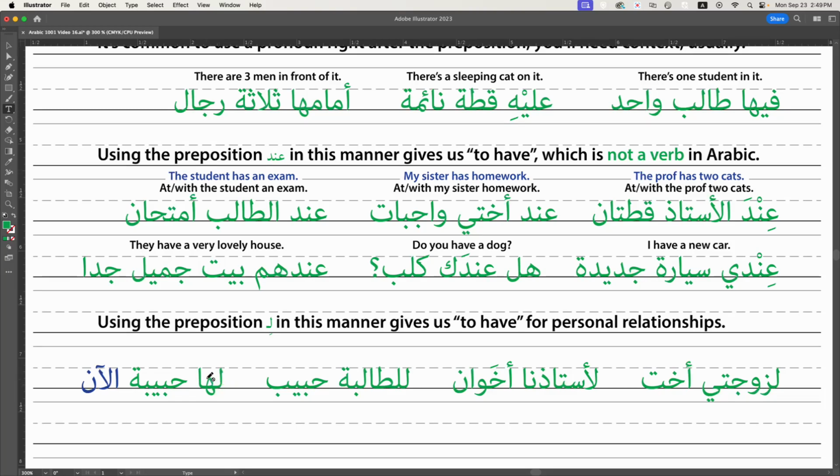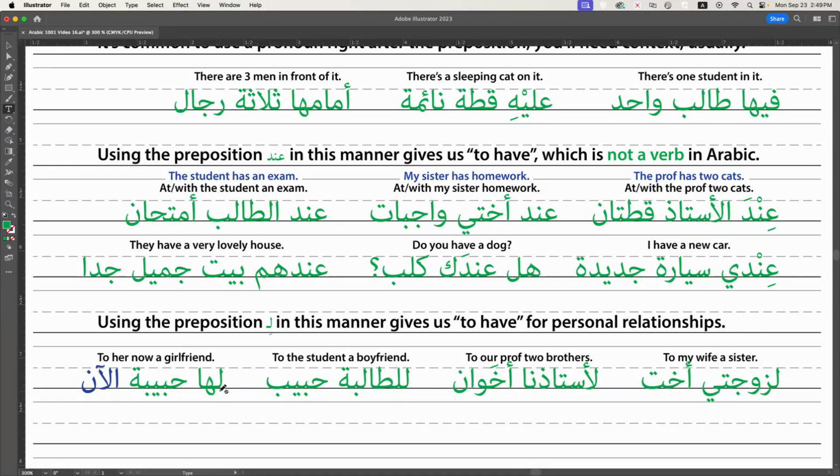And then I say laha, and lit changes to la before a pronoun. So to her, Habiba, a girlfriend. And here's a new word, al-an. Al-an means right now or now. So literally we can translate these: to my wife, a sister; to our professor, two brothers; to the student, a boyfriend; to her now, a girlfriend. And that's what they mean literally.